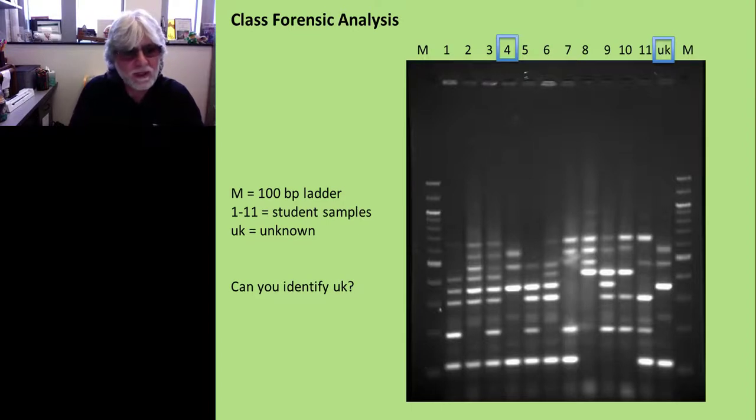Okay, so here's the class forensic analysis. As you can see, you get quite a lot of variation in the profile. And then, well, which is the unknown? Can you identify the unknown? And it's clearly number 4. Number 4 is an exact match to the unknown, and it should be, because I picked number 4 as the unknown, which the students didn't know. So this works as a nice class forensic analysis.